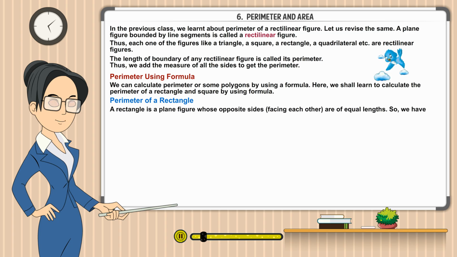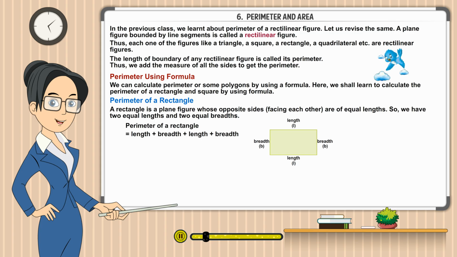Perimeter of a rectangle. A rectangle is a plane figure whose opposite sides facing each other are of equal length. So we have two equal lengths and two equal breadths. Perimeter of a rectangle is equal to length plus breadth plus length plus breadth, is equal to length plus length plus breadth plus breadth, is equal to 2 into length plus 2 into breadth, is equal to 2 into (length plus breadth), or P is equal to 2 into (L plus B).